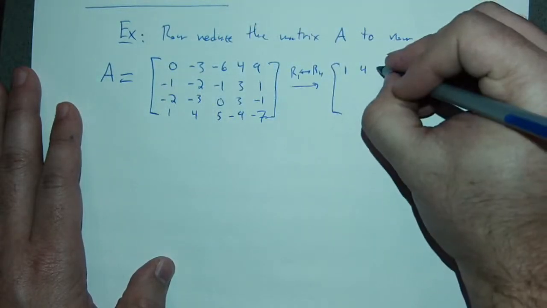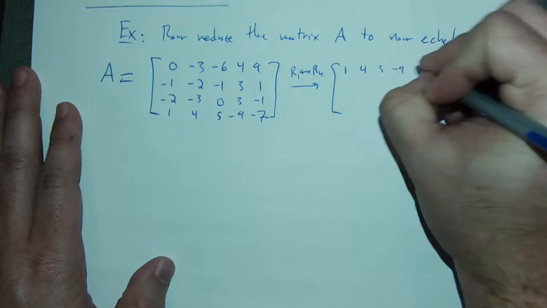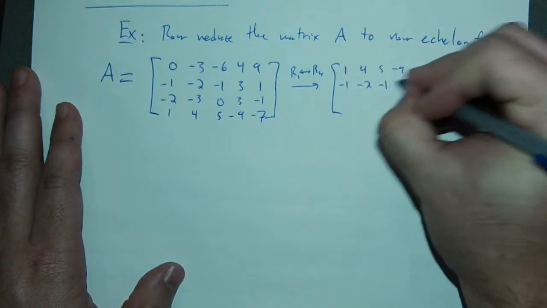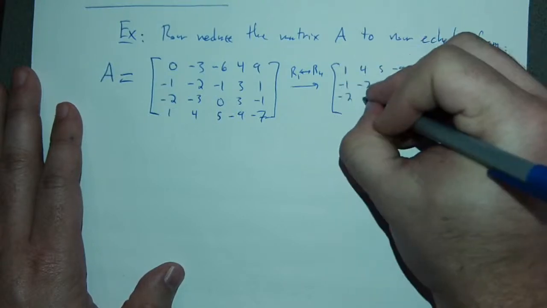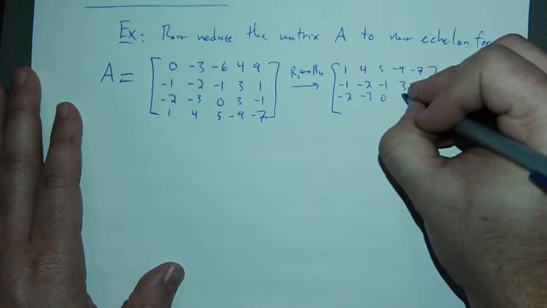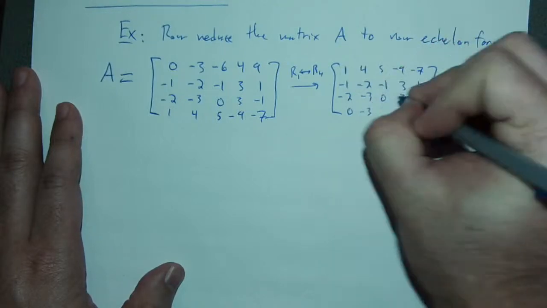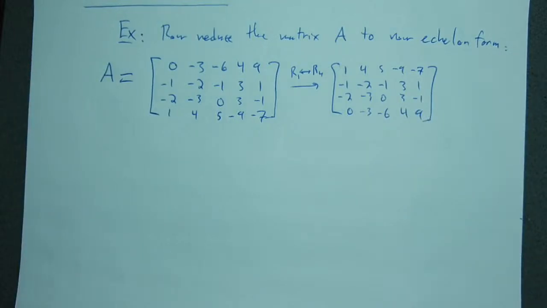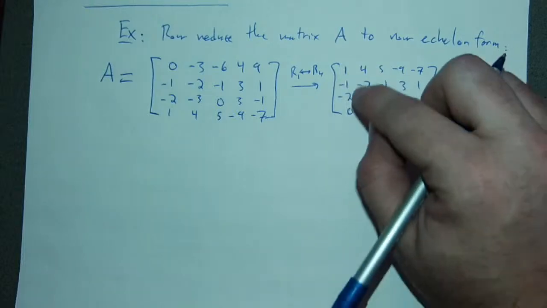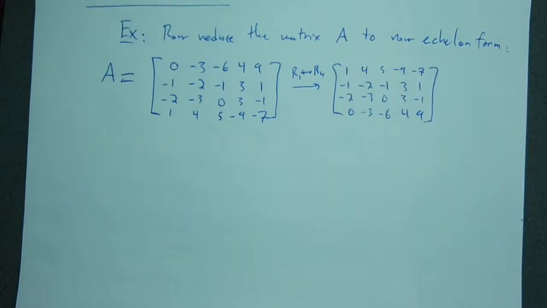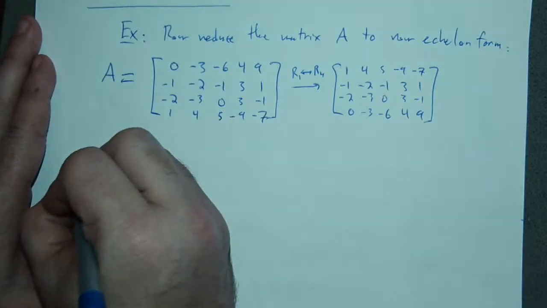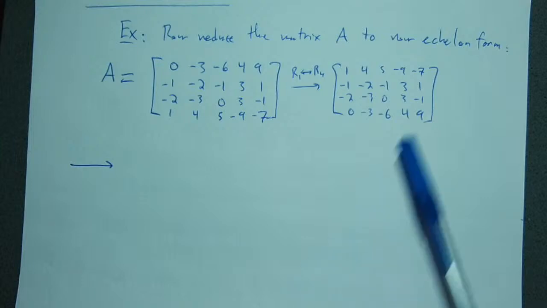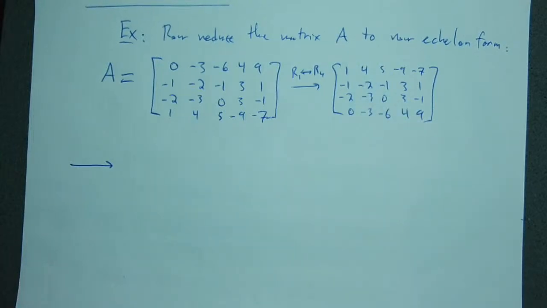All the other rows remain the same. So this is just 1, 4, 5, -9, -7. The other two rows are exactly identical, I'm just going to copy them. And then my last row was my previous first row: 0, -3, -6, 4, 9. Now, having this 1 here makes it easy to zero out the entries beneath it, and I can do that in one go. To zero out these 2 entries beneath this 1, all I need to do is add row 1 to row 2 to zero out that -1.